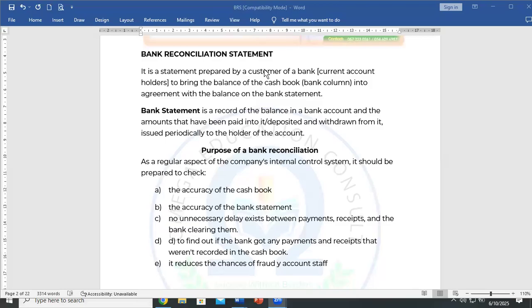So the reconciliation would help us to know if payments are being delayed or if checks are being cleared on time. Because if we are paying our suppliers, we want them to receive the money on time. The next one is to find out if the bank got any payments and receipts that weren't recorded in the cash book. You see, this happens sometimes. People deposit money into your account and you are not aware.